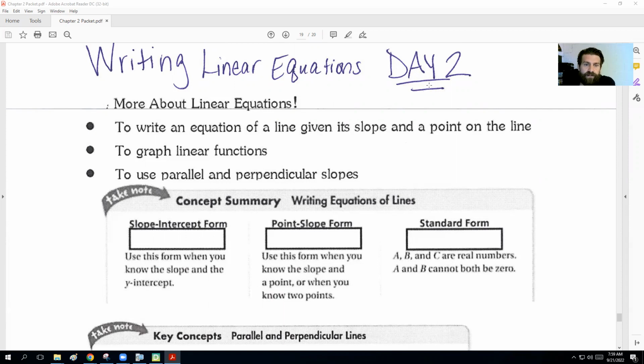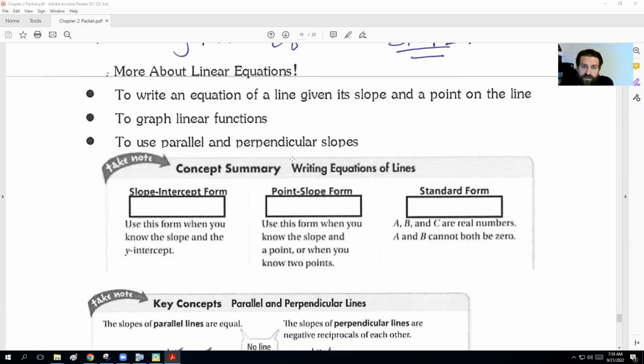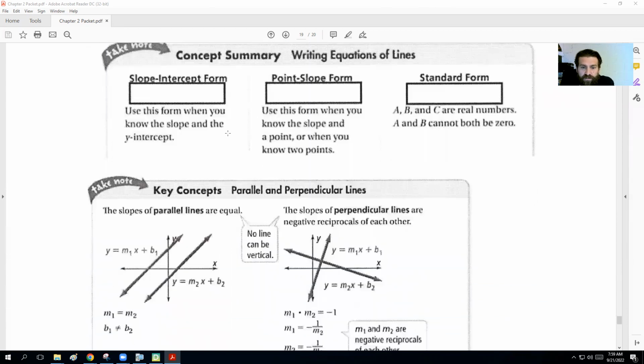Today we're just going to be writing linear equations. We're going to do more with those. Probably have to do a little practice and review before, but today we're going to make sure we can do linear equations both with a point and a slope, and then also we'll talk about parallel and perpendicular slopes.